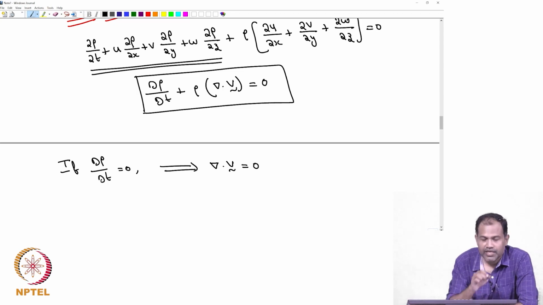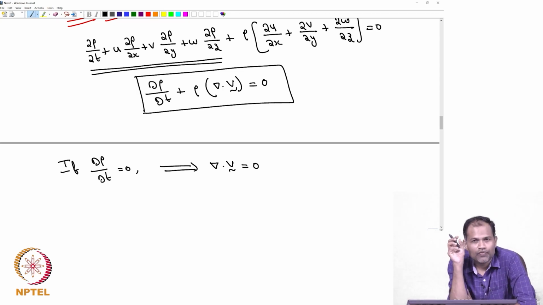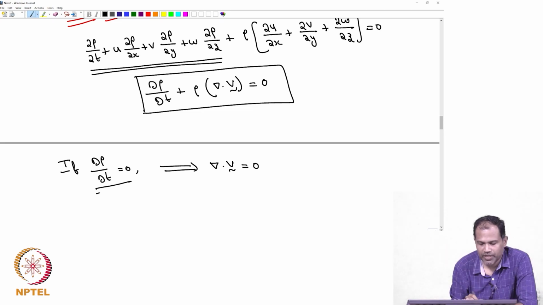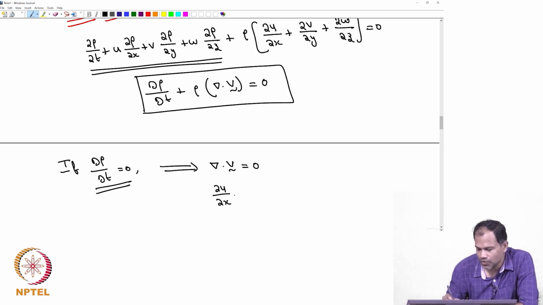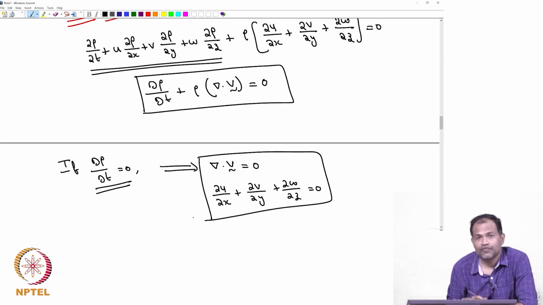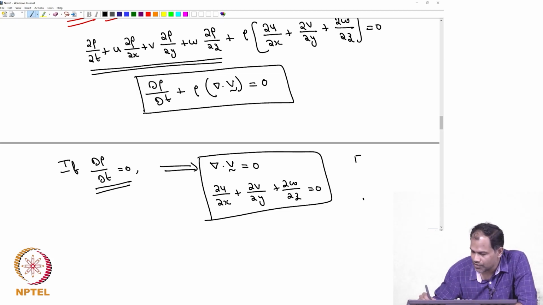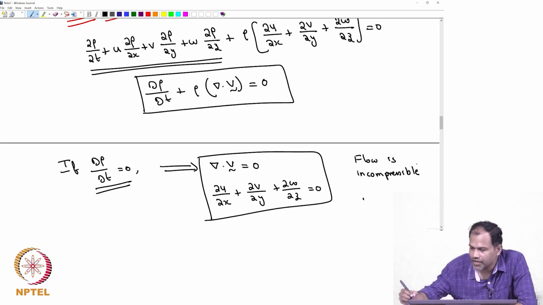Now, remember the density might be changing locally, but if you are following a particular fluid element and its density does not change, then d rho by dt is equal to 0, in which case you also get divergence of V equal to 0, which in Cartesian coordinates is dou u by dou x plus dou v by dou y plus dou w by dou z is equal to 0. In this case you will say that the flow is incompressible, as opposed to the fluid being incompressible.